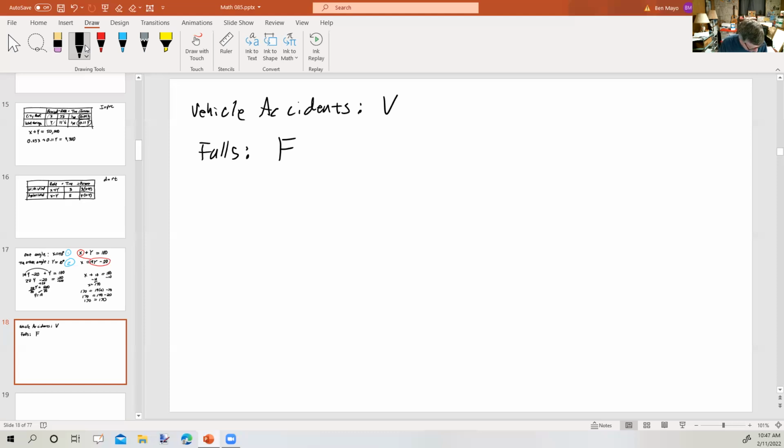According to the National Vital Statistics Report, in 2007, the number of Americans who died from motor vehicle accidents, so that's V, was, now was is the past tense of is, so it's an equal sign in the past. So the number of Americans who died from motor vehicle accidents was about twice the number that died from falls. So V equals 2F. There's our first equation.